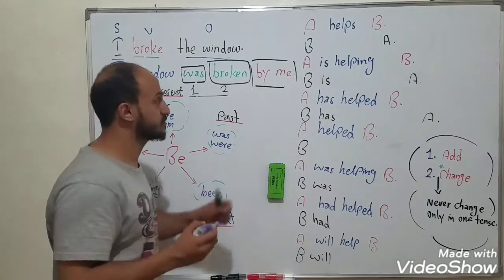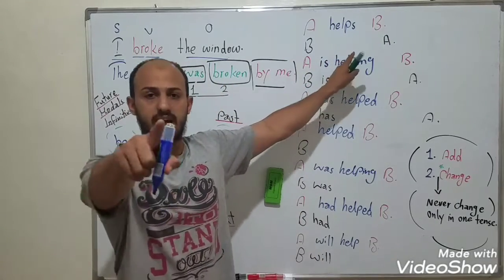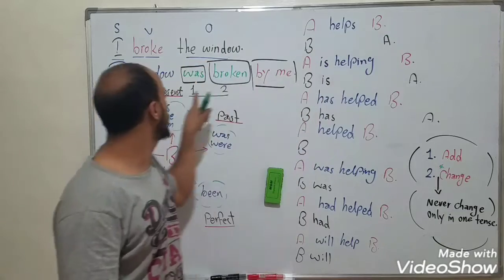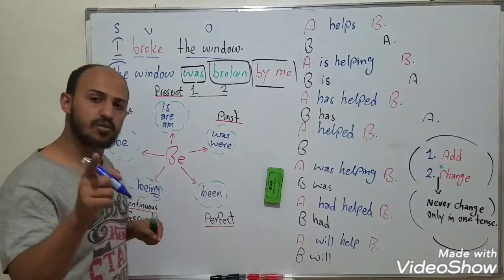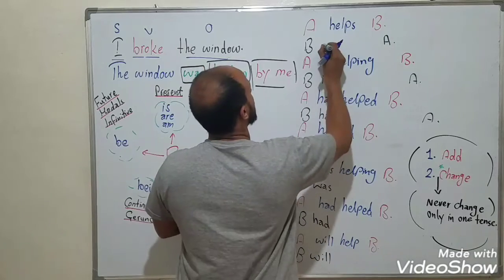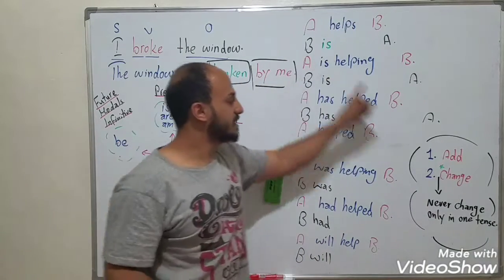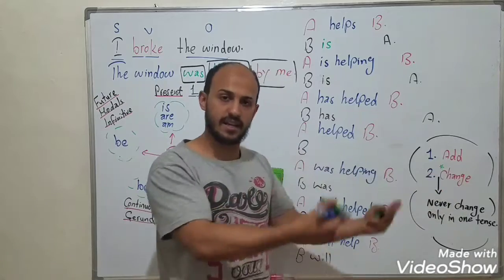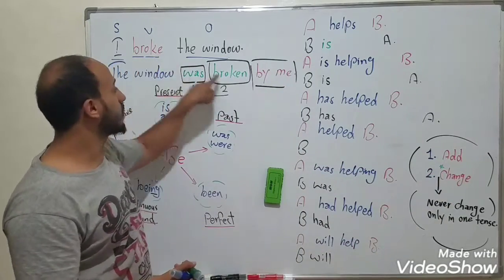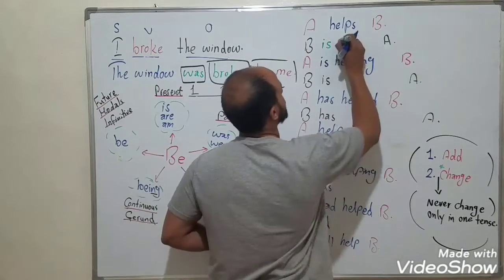1 and number 2. So here, A helps B. What is this tense? Yes, it is present. Thank you. So I have B. So which one do I use here with B? Is. And this is the real verb. Now, I add is, okay? Next, I need to change. I change what? The real verb, okay? So here, helps, I change it to past participle, helped.